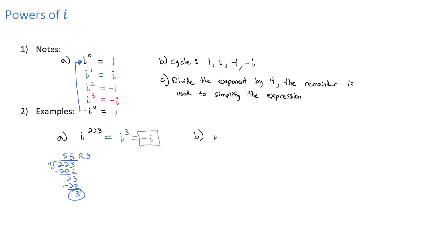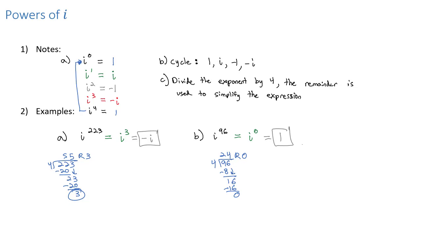Let's try one more example. Let's do i to the 96th power. Well, to simplify that, we divide the 96 by 4, because that's how many steps are in the cycle. 4 goes into 9 twice. 2 times 4 is 8. Subtract, and I get 1. Bring down the 6. 4 goes into 16 4 times. 4 times 4 is 16. Subtract and get 0, which means we have a remainder of 0. I don't care about the 24, but I do care about the remainder. This is the same as i to the 0 power. And anything to the 0 power we know is 1.